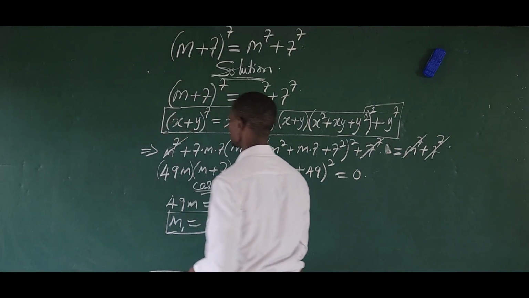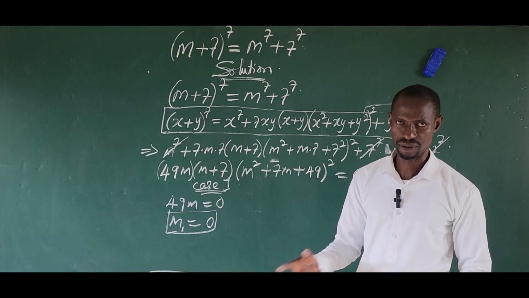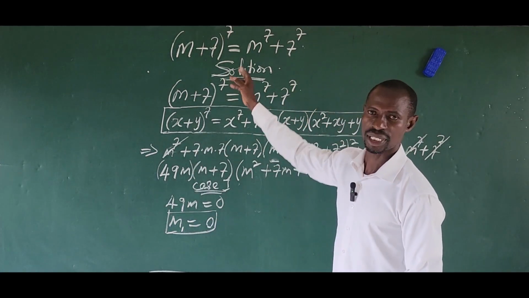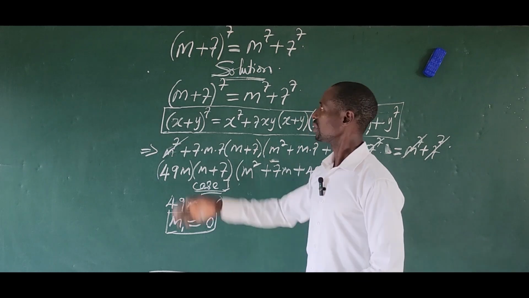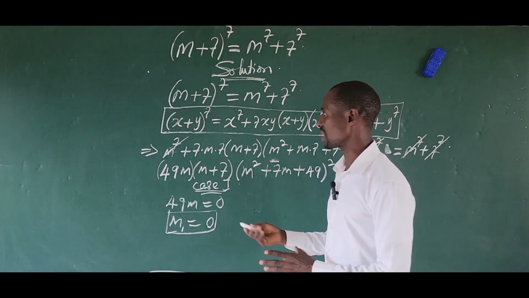Does it satisfy the original equation? Let's check if it will actually satisfy the original equation. From here, we have 0 plus 7, raised to the power of 7, which will give us 7 to the power of 7.